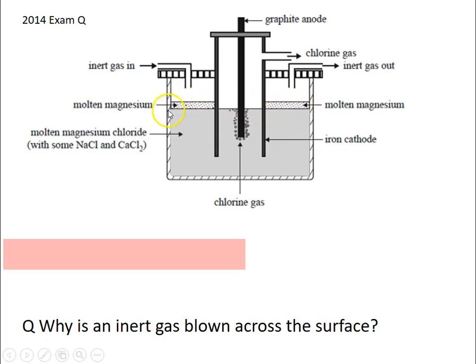Magnesium is similar to the sodium. It floats on the liquid magnesium chloride. The anode is in the middle again, and chlorine gas is again produced, and then the electrons go from here to the cathode, and magnesium is produced out here and floats on the top. So the question's asking, why is an inert gas, a non-reactive gas, blown across the top of the magnesium?